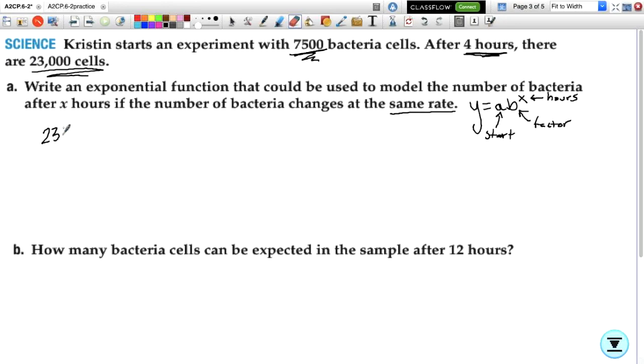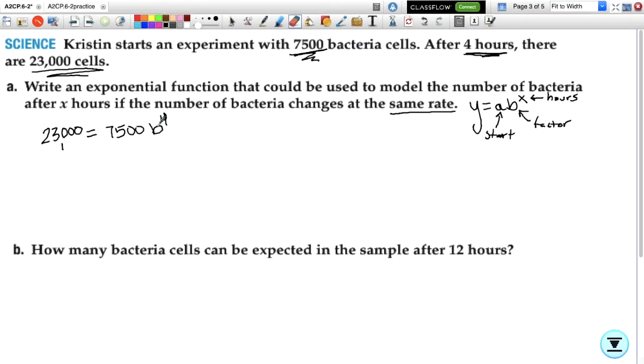So we're going to plug in what we know. We know it ended with 23,000. We know it started with 7,500. We do not know the growth rate, but we do know there was 4 hours. Now remember, this x is only attached to the b. If it was attached to both, there'd be parentheses, and there's no parentheses.